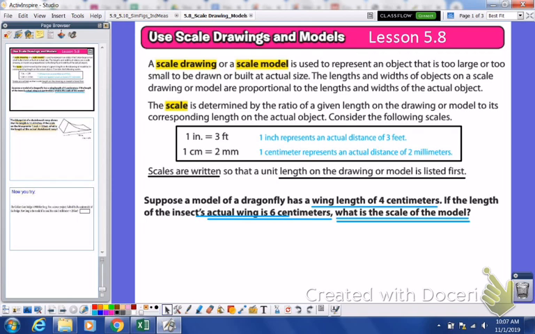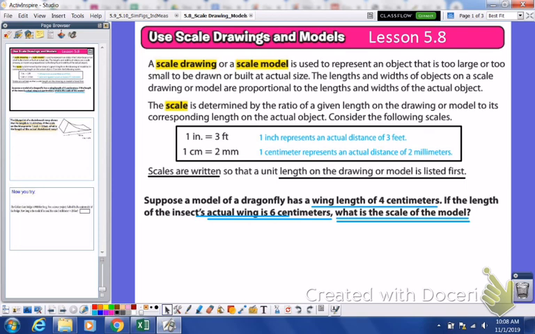So if you think about when you look at a map, you look in your key and you're told that 1 inch equals so many miles. Obviously they can't make the map to actual size, otherwise we'd never be able to see anything. So everything's scaled down so that you could measure the distance and find what the actual distance is.